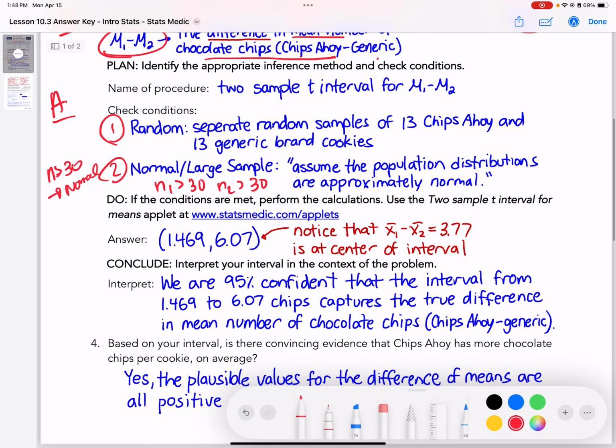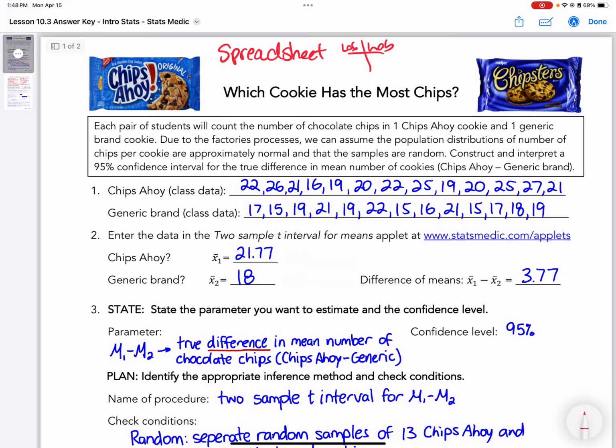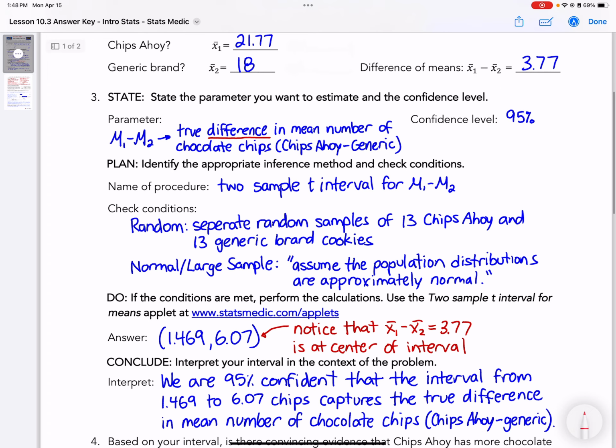Okay, so now I'm going to do menu, stat, confidence intervals, and I'm going to do a 2-sample t interval.